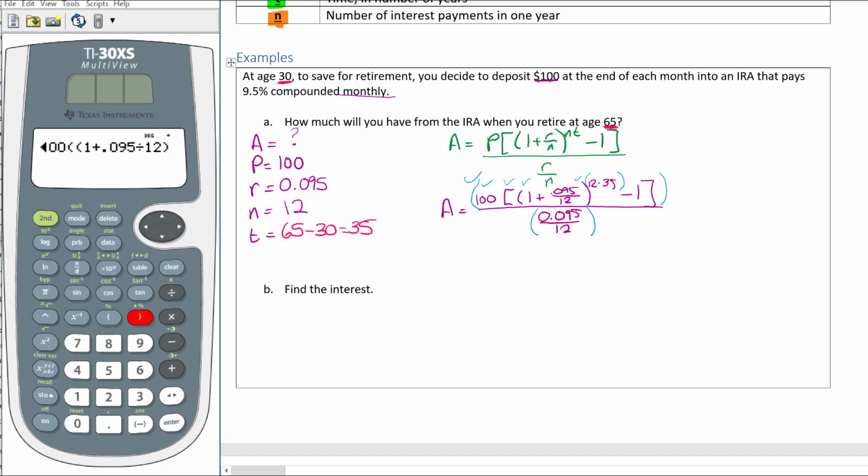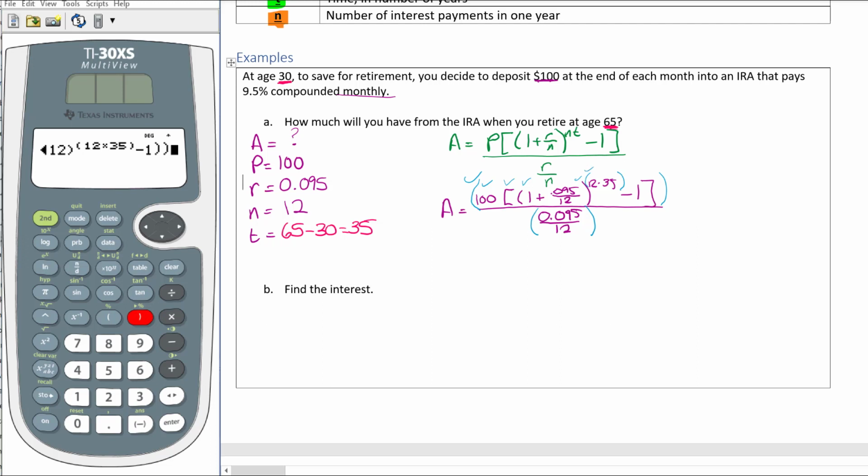Okay, now we're going to use the exponent, so I use the caret button. Mine shows it up high, but a lot of calculators don't. I'm going to have another parentheses, 12 times 35, close that parentheses. My calculator needs me to move over and use the right arrow to get out of the exponent. Most of your calculators don't do that because they don't actually show it to you high, which is fine. Minus 1, close parentheses, close parentheses.